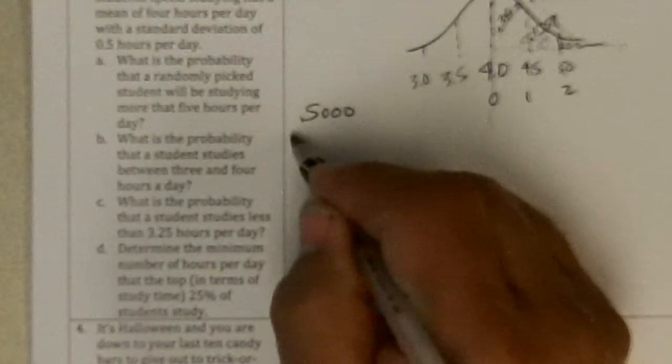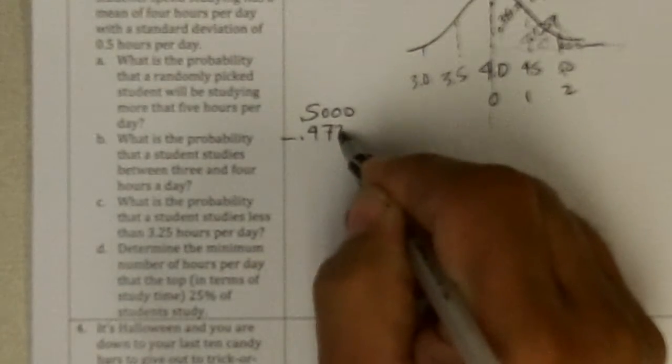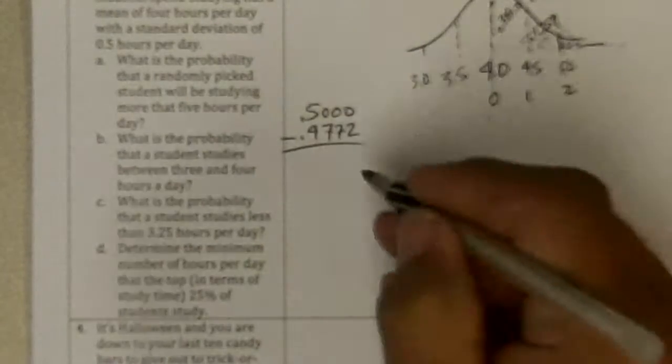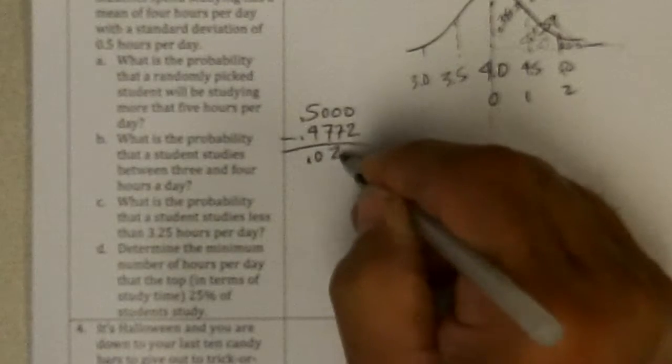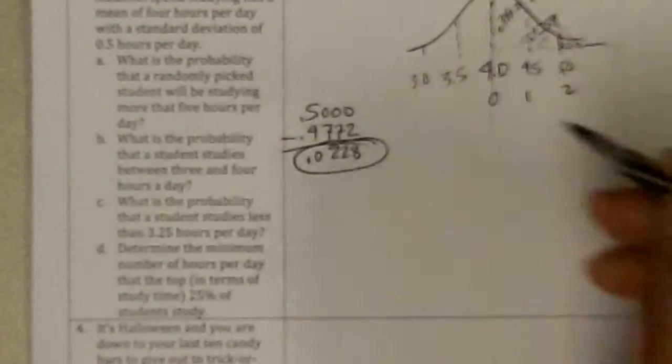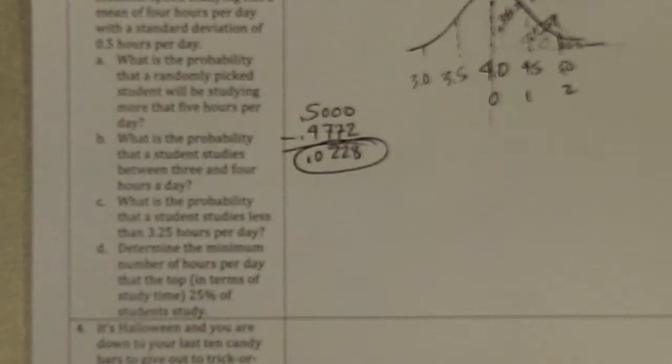So 0.5 minus 0.4772, half minus that is 0.0228. There's a 2% chance that they study more than 5 hours per day.